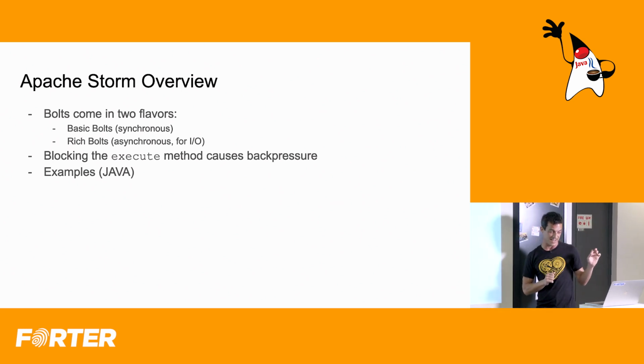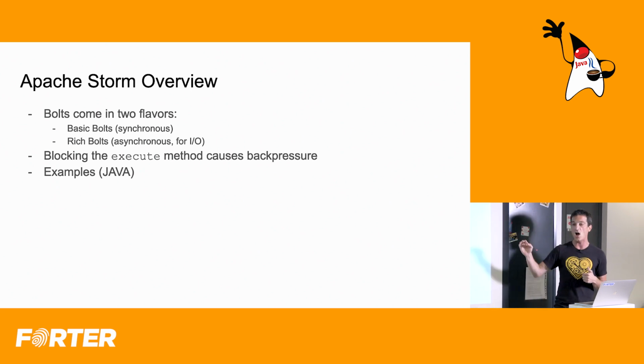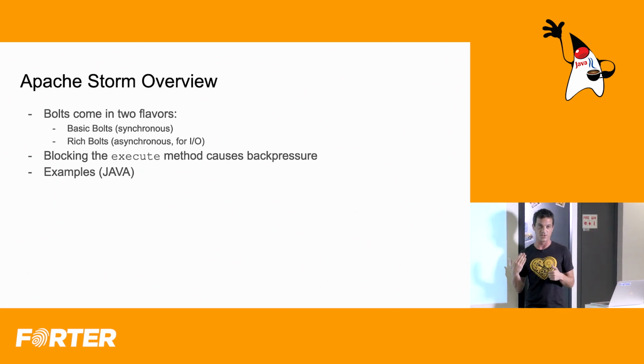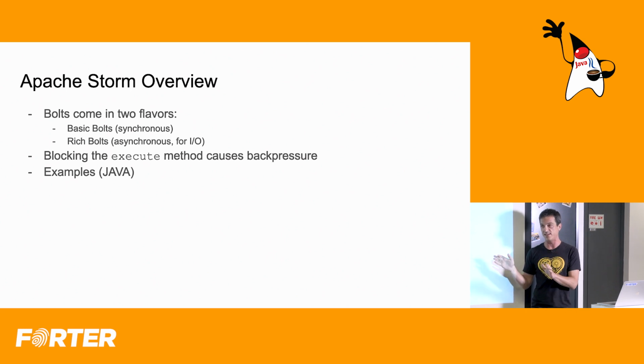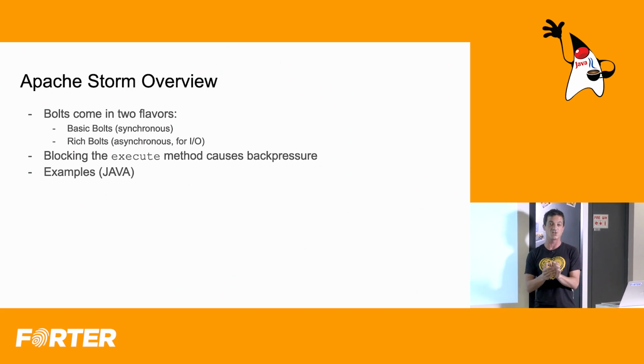Just one last thing. As I mentioned before, each bolt has an execute method that we, as developers, need to implement. This execute method, when it blocks, it causes back pressure. Now, back pressure is something very basic to any system that does streaming. It's just the way of coping with slow actors.